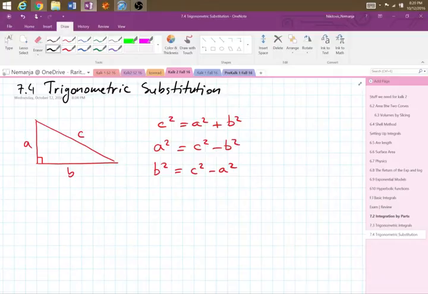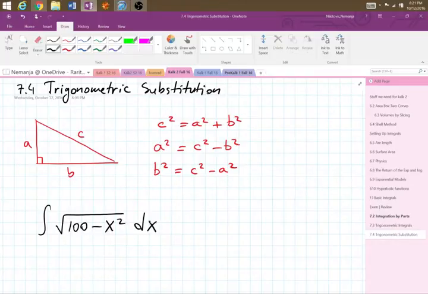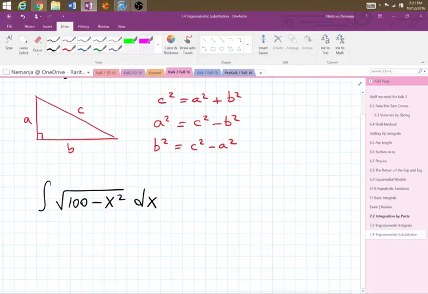So I'm skipping the entire thing, just going directly into the exercises for the homework. So let's integrate. Integral of square root of 100 minus x squared dx. So this is where the skills are. You draw the right triangle.